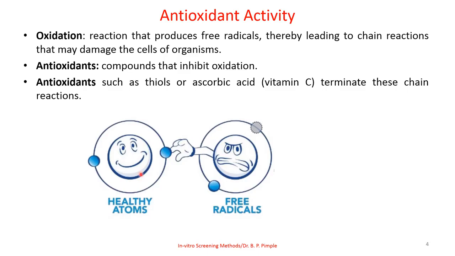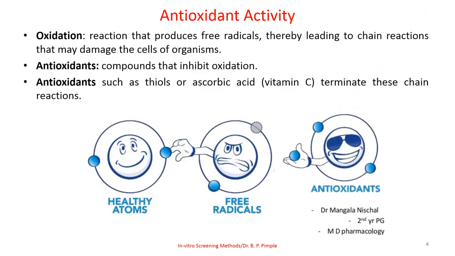So to stabilize itself, it tries to snatch away the electron from a healthy atom. In doing so, the healthy atom will lose its electron and will be converted. Healthy atoms, such as metabolites, will be destroyed. To prevent this from happening, we consume antioxidants. Antioxidants donate their electron to this free radical, stabilize it, and prevent this theft.